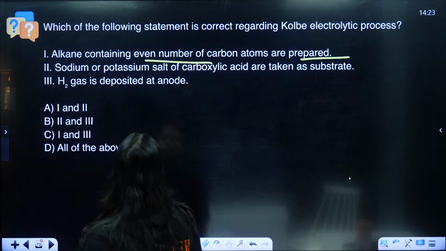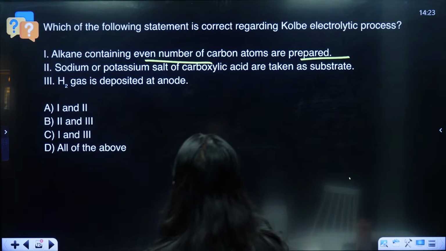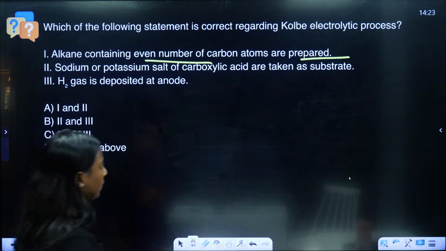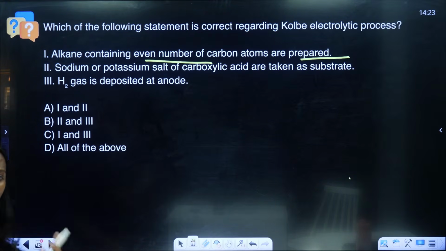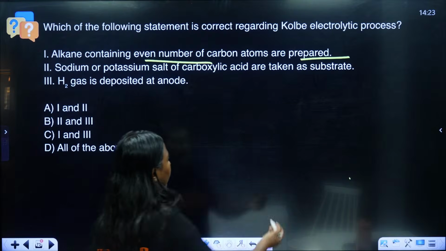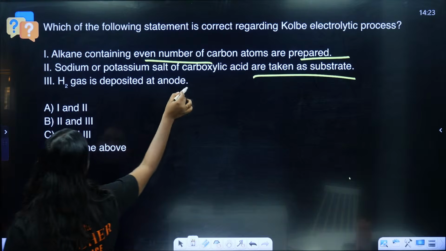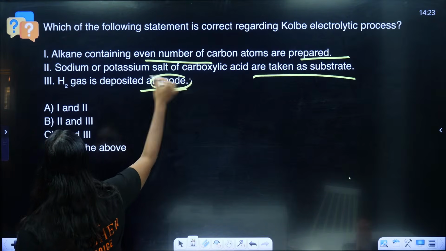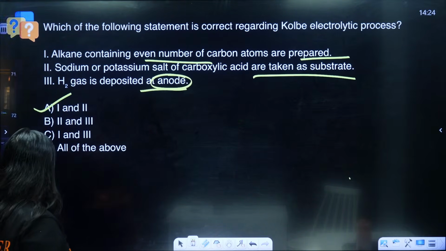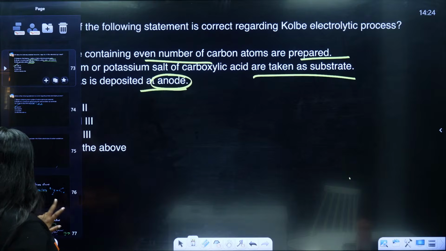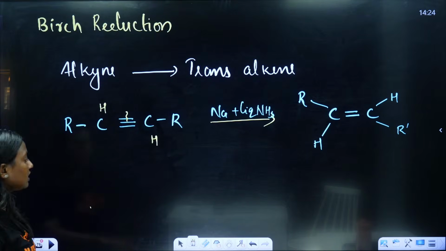Okay. Second, sodium and potassium salt of carboxylic acid is taken as substrate. Yes, we are taking sodium and potassium salt. So that is correct. H2 gas is deposited at anode, not cathode. So this is wrong. 1 and 2 are correct. Then I will give you the next question. No, next we are moving to the next named reaction.